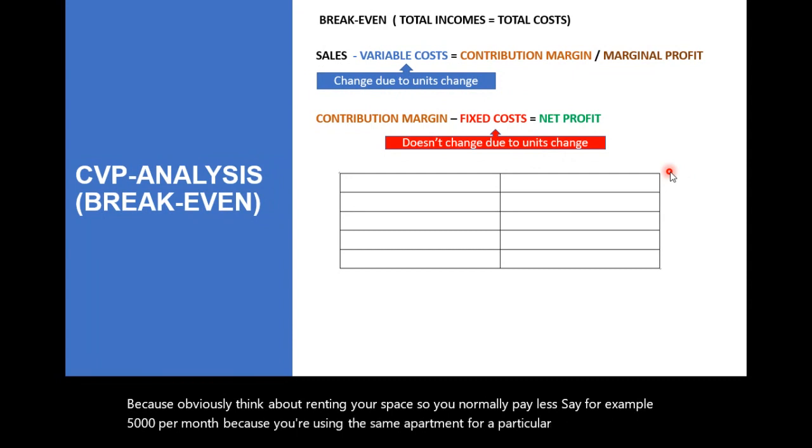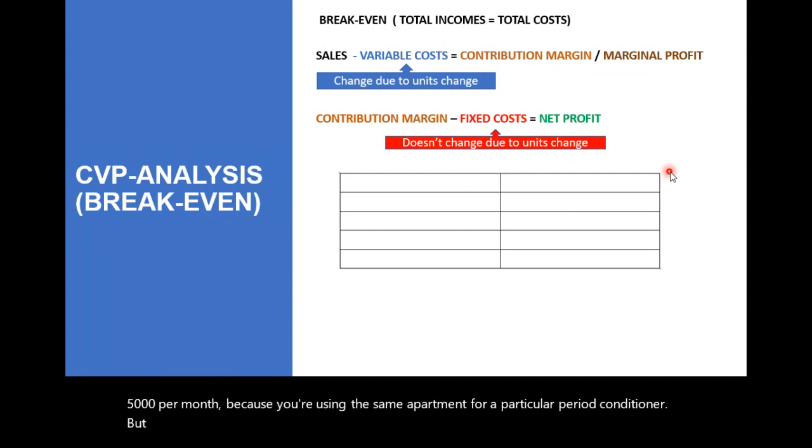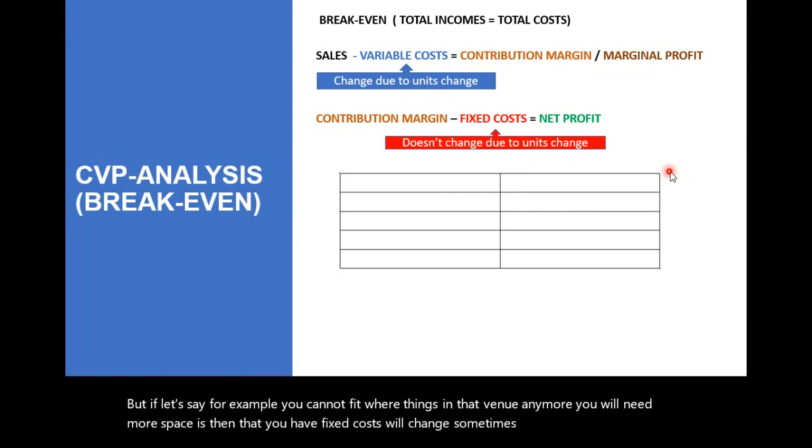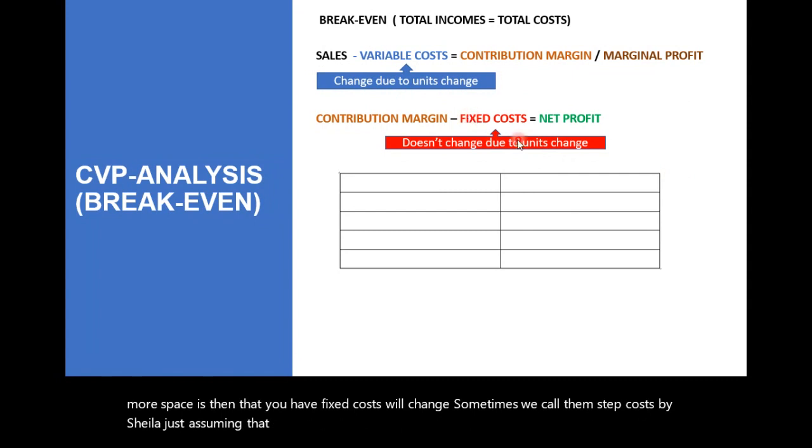But if, let's say, for example, you cannot fit your things in that venue anymore, you will need more space, and then your fixed cost will change. Sometimes we call them step costs. But here we're just assuming that we are within that range. It means our fixed cost will remain constant irrespective of the units we sold. So you need to know the difference between the two.